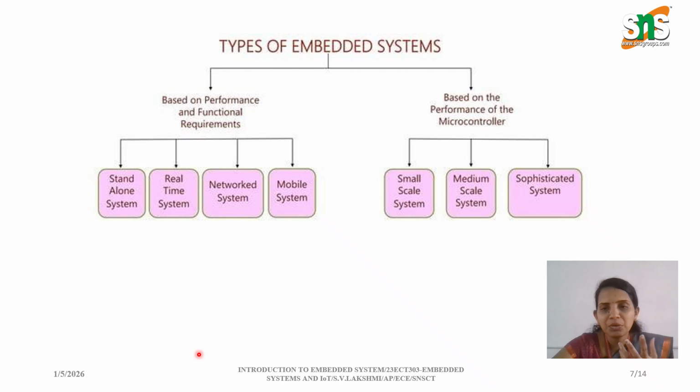And based on the performance of the microcontroller, we have three major types: small scale, medium scale, and sophisticated system. Under small scale system, it operates on smaller bits, around 8 bits. The medium scale would work between 16 to 32 bits, and for high power applications beyond that, they go for sophisticated system.